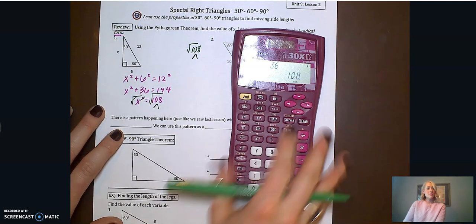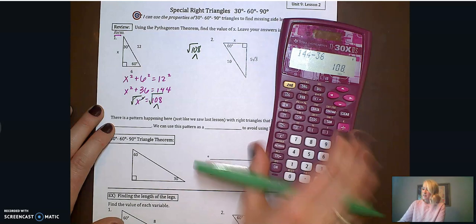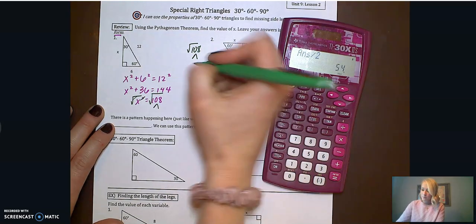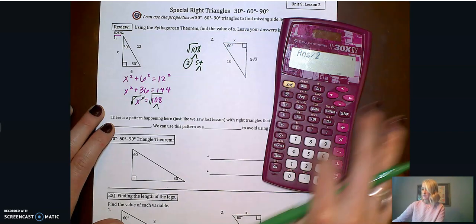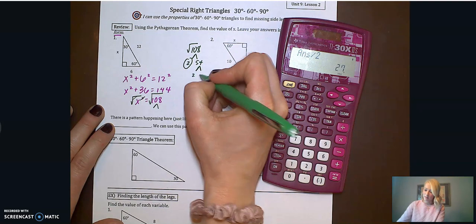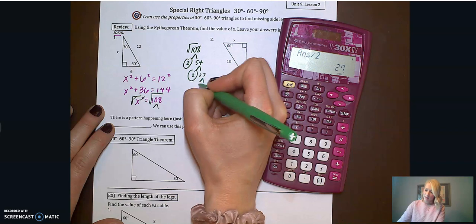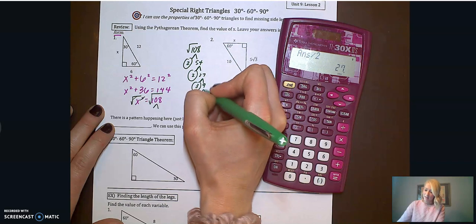If you're not sure what goes into 108, it's even, so you could just divide it by 2. Some of you just like live in the 2 zone on these, which is totally cool. So like 2 and 27. I could do 3 and 9, and then 3 and 3.